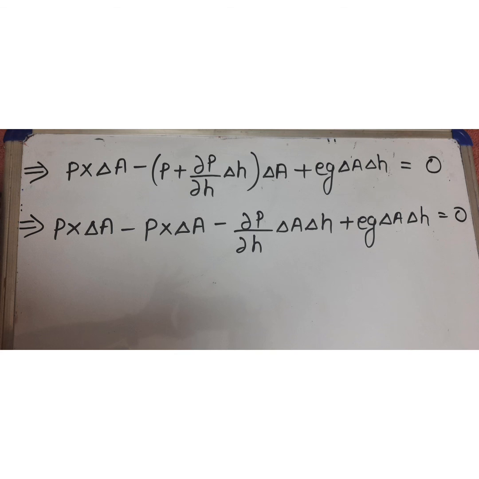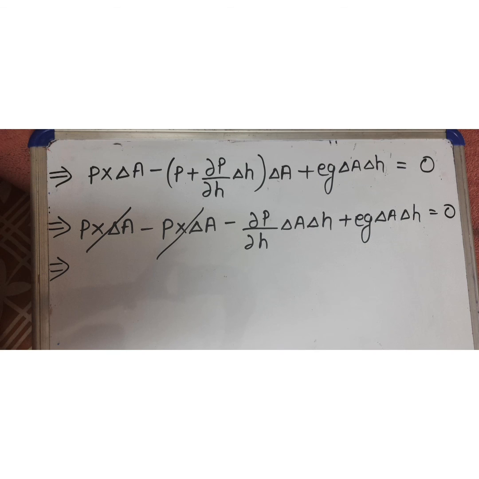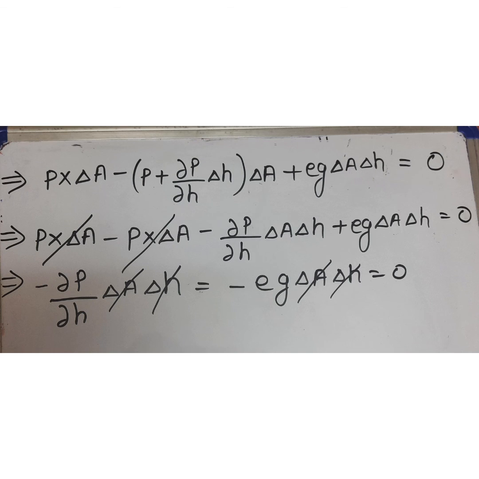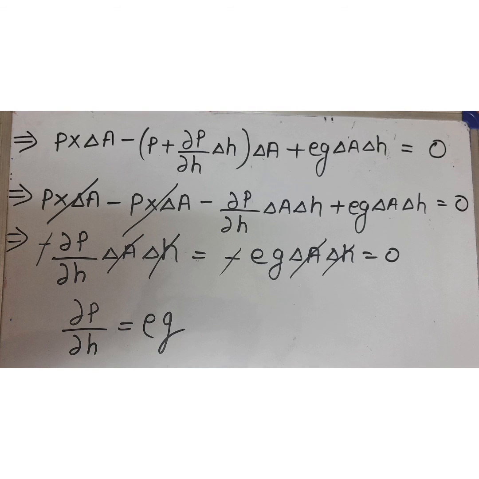Now resolve this equation. P into del A minus P into del A cancels, because plus and minus. What remains is minus change in pressure upon change in height into del H into del A, plus rho g del A into del H. If we resolve this equation, then del A is cancelled by del A, and del H is cancelled by del H. So the remaining part is change in pressure with respect to distance is equal to rho g. What is rho g? Rho g is the specific weight of a fluid.